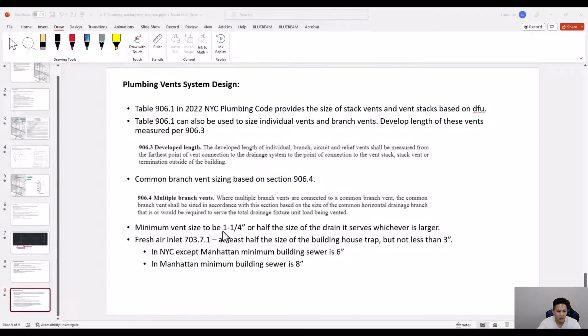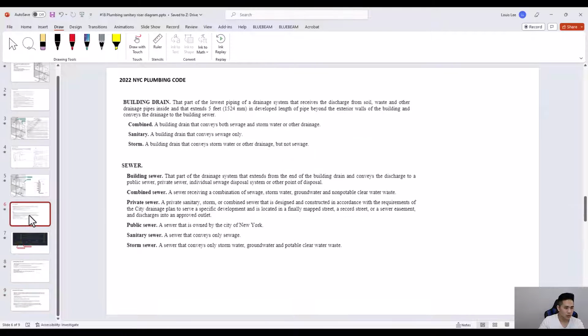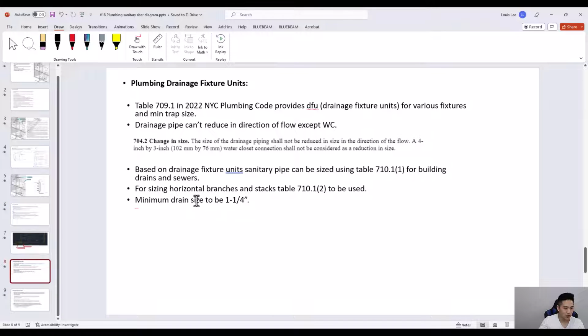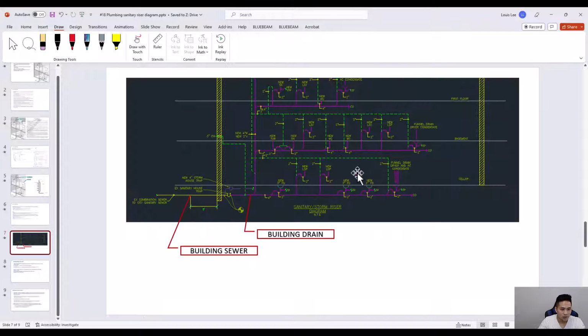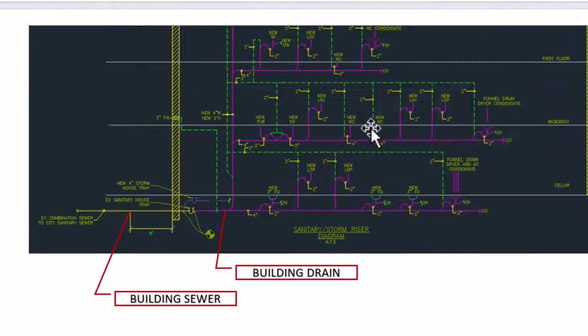Minimum vent size to be 1 1/4 inch or half the size of the drain it serves, whichever is greater. So similar to the minimum drain size, which is 1 1/4 inch, the minimum vent size based on the code is 1 1/4 inch or half the size of the drain it serves, whichever is larger. So for example, here you could see that there are 4 inches here. So the minimum has to be at least half, right? So half of this drain pipe, which is 2-inch, or 1 1/4.